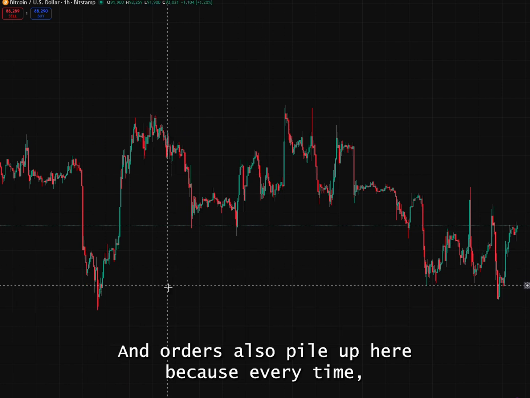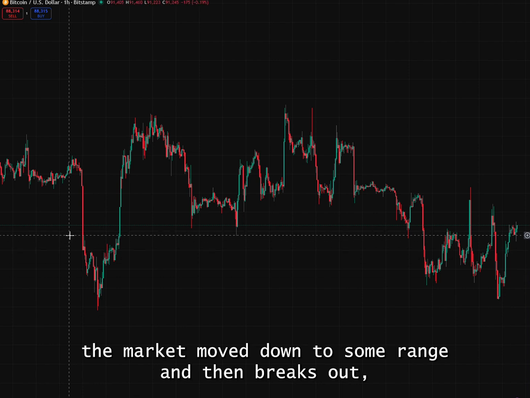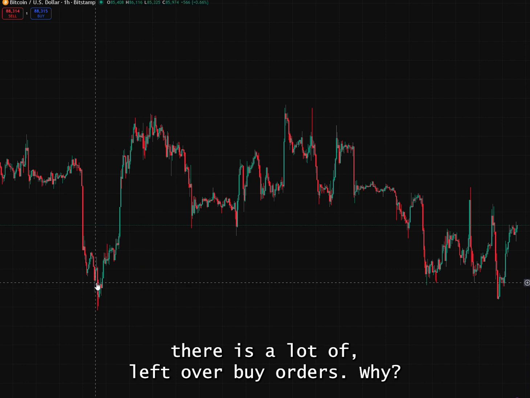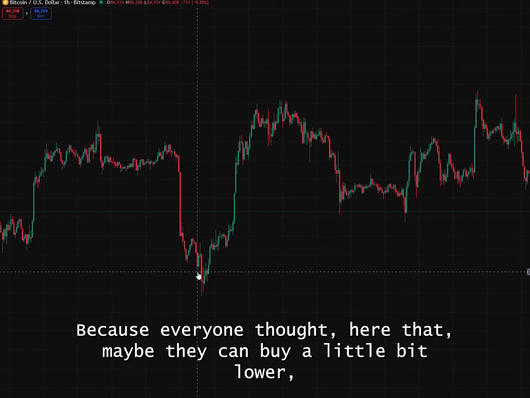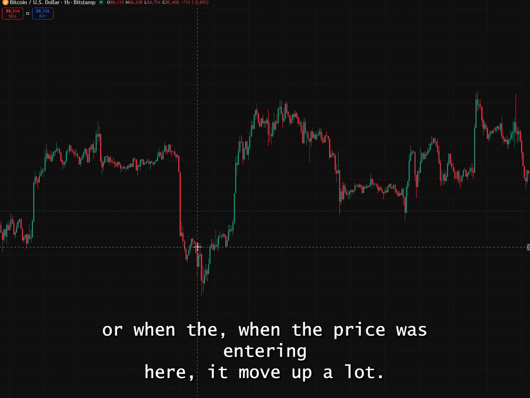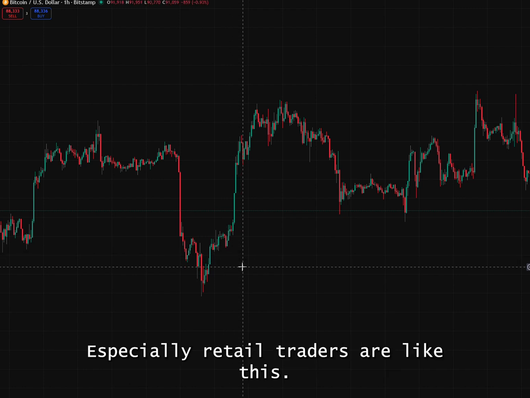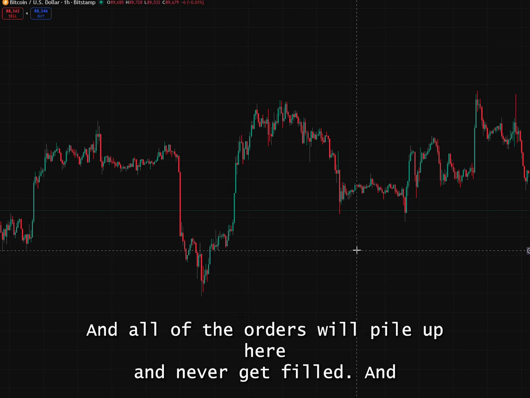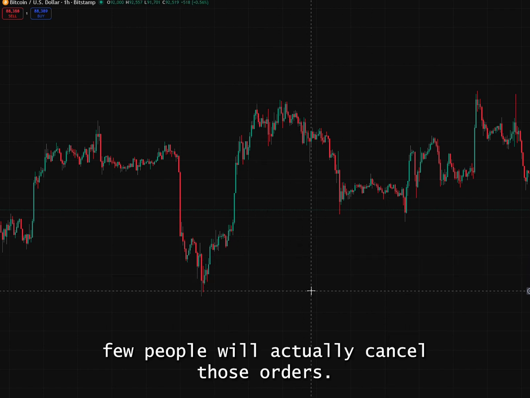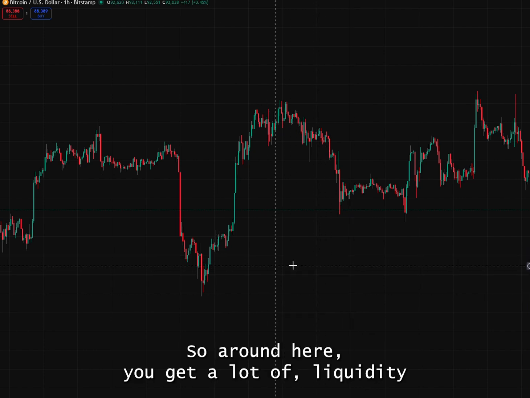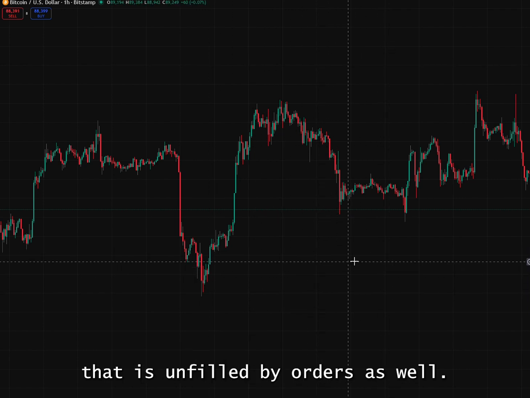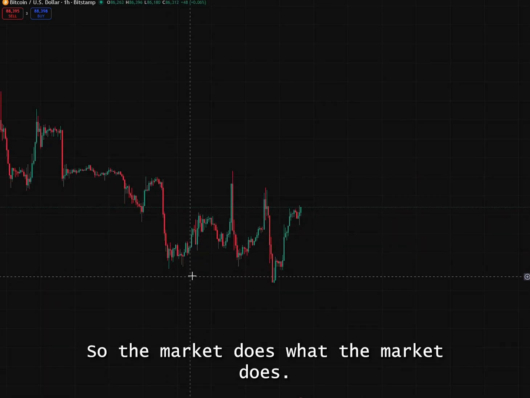And orders also pile up here, because every time the market moves down to some range and then breaks out, there's a lot of leftover buy orders. Why? Because everyone thought that maybe they can buy a little bit lower, or when the price was entering here, it moved up a lot, so they place their buy orders a little bit lower. Especially retail traders are like this, and all of the orders will pile up here and never get filled, and few people actually cancel those orders. So around here you get a lot of liquidity that is unfilled by orders as well.